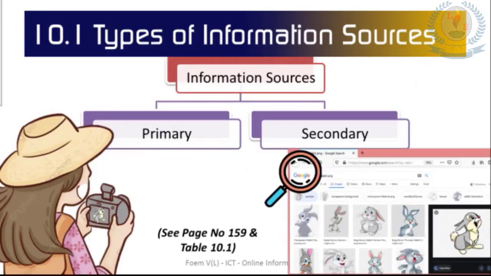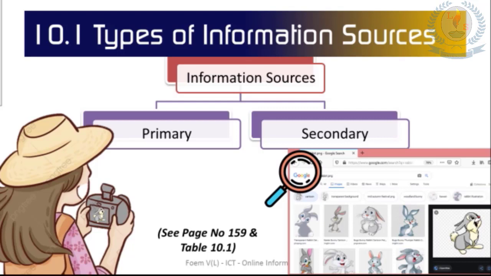When we consider the types of information sources, there are two types: one is primary source, the other is secondary source. Primary source, you have created this information yourself. Secondary sources that you are using, someone else created.